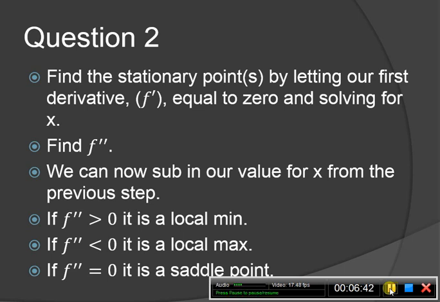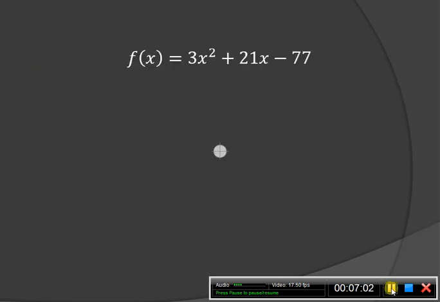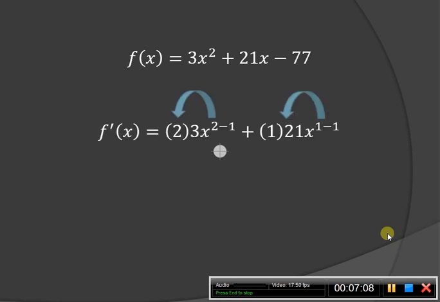If f''(x) is greater than 0, it is a local minimum point. If f''(x) is less than 0, it is at a local maximum point. If f''(x) is equal to 0, it's at a saddle point. First, we write down our equation. f of x is equal to 3x squared plus 21x minus 77.